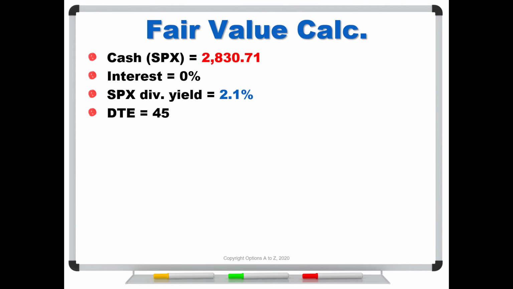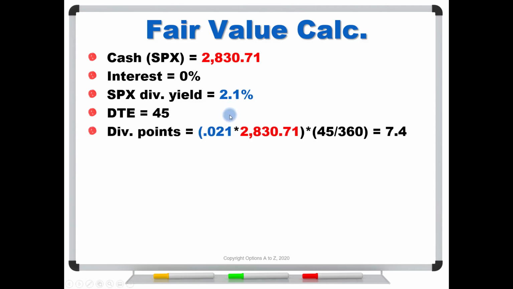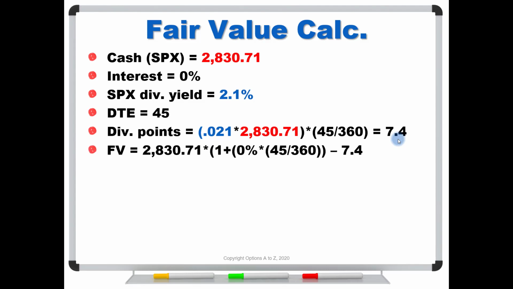So how many dividend points is that? Well, I'm going to take 2.1% times 2830.71. That's going to give me the percentage of that value right there. But then I'm going to multiply it by 45 days over 360. And so that tells me it's worth about 7.4 points. So the fair value would be the 2830.71 times 1 plus the interest rate times the time to expiration, minus the 7.4 dividend points. Well, this part right here is 0. So this whole thing just boils down to 2830.71 minus 7.4, and that means the S&P's fair value as of Friday was about 2823 and change, somewhere in that range.